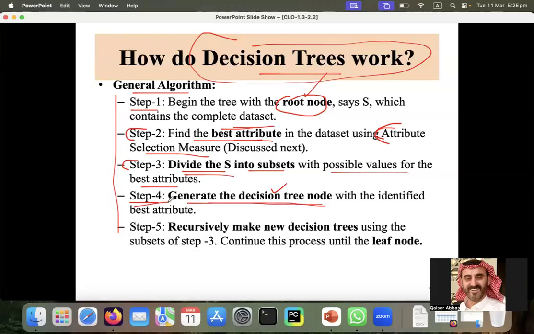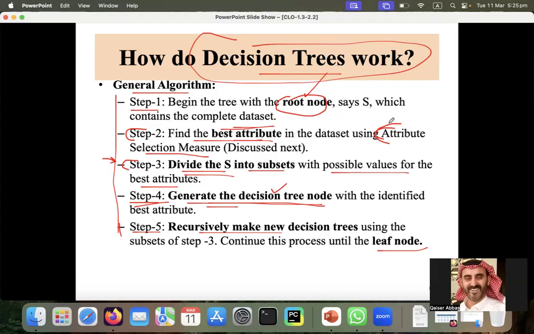Now, when you have the decision nodes, what can you do? Recursively make a new decision tree. How can I make it? Just repeat from step 3 up to step 5, or step 4 again. This is recursion. You go recursively up to the leaf node, until you reach the leaf node. This is the theoretical algorithm of the decision tree written in sentences.